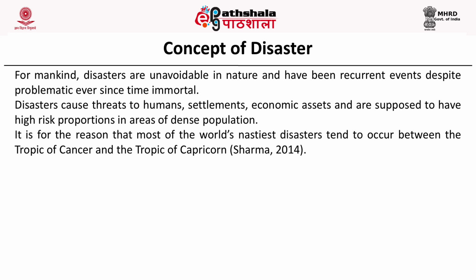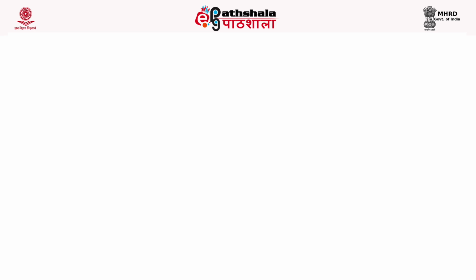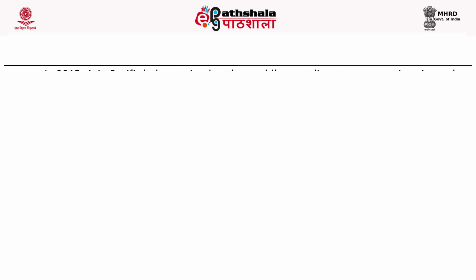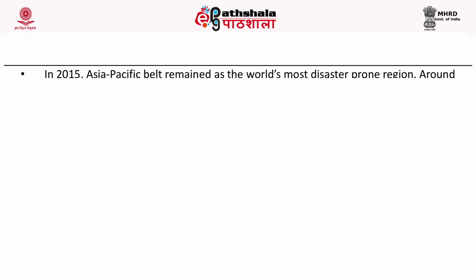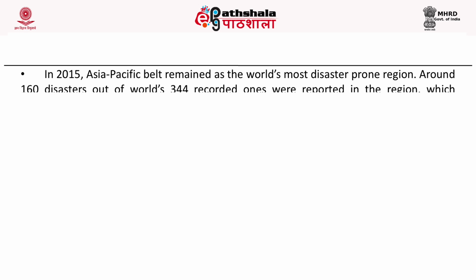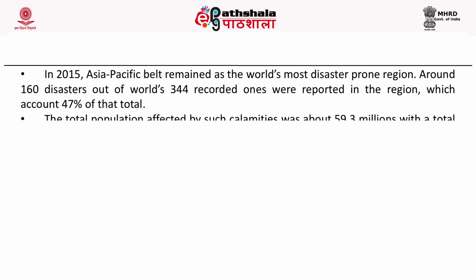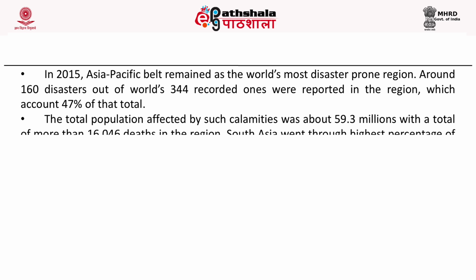It is for this reason that most of the world's nastiest disasters tend to occur between the Tropic of Cancer and the Tropic of Capricorn. In 2015, the Asia Pacific belt remained the world's most disaster prone region. Around 160 disasters out of the world's 344 recorded ones were reported in this region, which account for 47% of the total disasters. The population affected by such calamities was about 59.3 million, with a total of more than 16,046 deaths in the region.